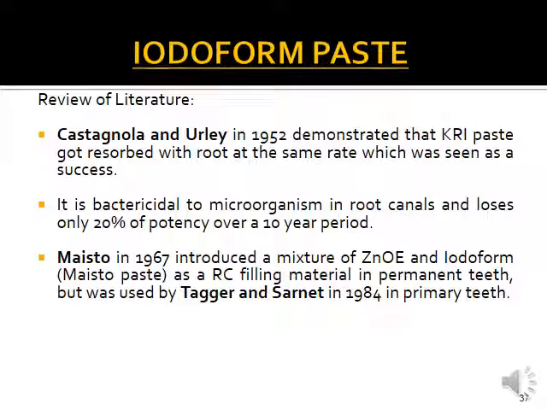Castagnola and Orlay in 1952 demonstrated that KRI paste got resorbed with the root at the same rate, which was seen as success. It is bactericidal to microorganisms in the root canals and loses only 20% of potency over a 10-year period. Mitsiadis in 1967 introduced a mixture of zinc oxide, eugenol, and iodoform as a root canal filling material in permanent teeth, but it was used by Thomas and Sarnat in 1984 in primary teeth.